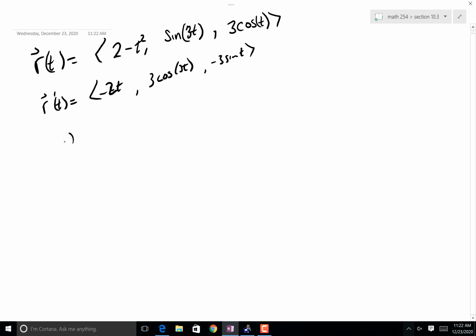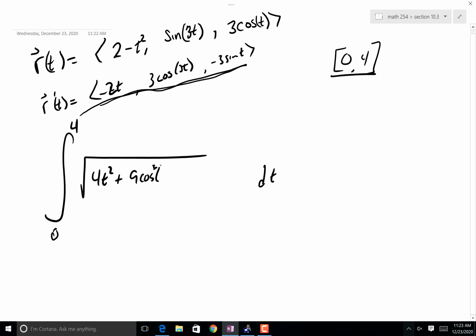Nice. So the integral, and again, let's say we're going from 0 to 4 for our time integral. Remember, this is our speed. We're doing it over a time period. It's not our speed, it's our velocity over time. So when you integrate over time, you're going to get displacement, of course. That's going to be the square root of 4t squared plus 9 cosine squared 3t plus 9 sine t squared, like so. This one's going to be ugly.